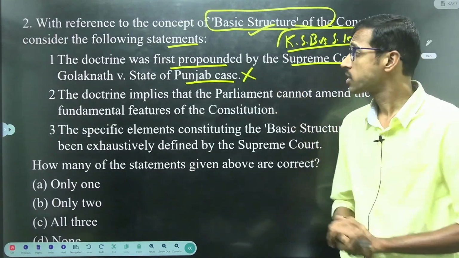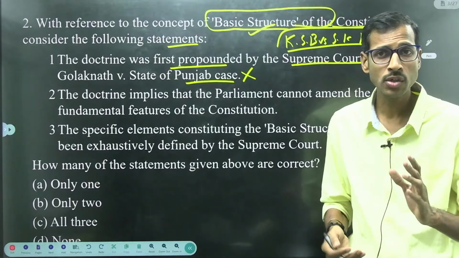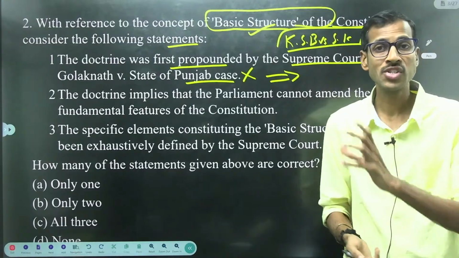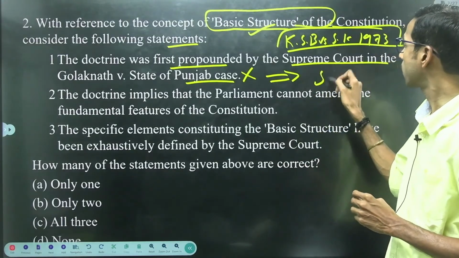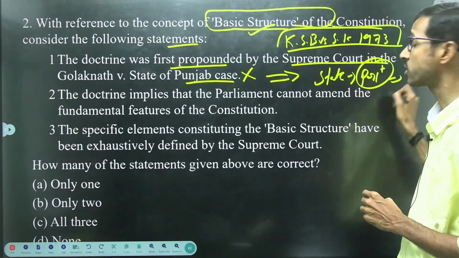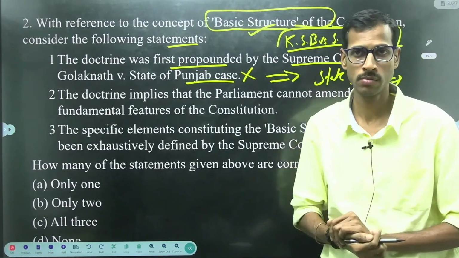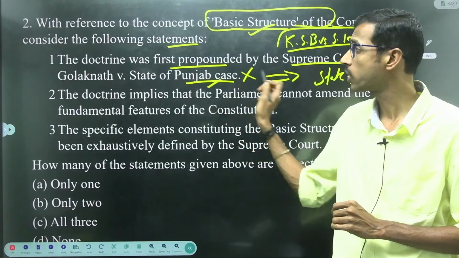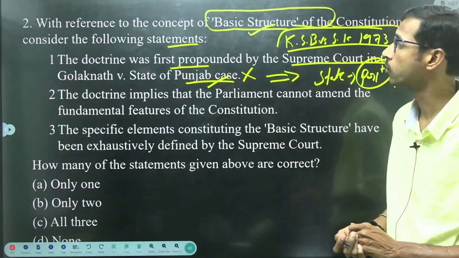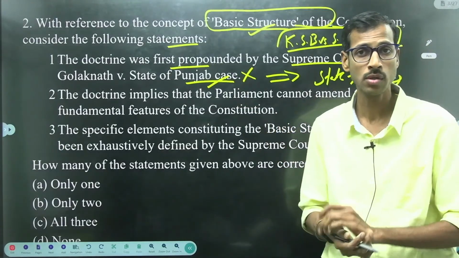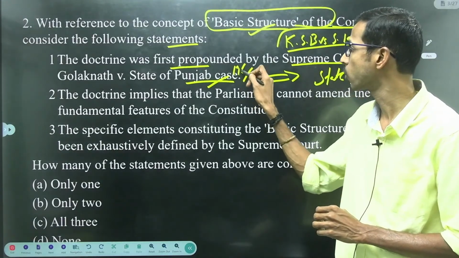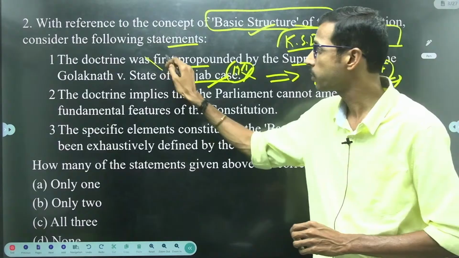But in Golaknath versus State of Punjab, what was mentioned? The Supreme Court clearly stated that Parliament cannot abridge any of the fundamental rights. That was given exclusively in the Golaknath case, but the basic structure doctrine was not propounded by this particular case. That was 1967 only. So this statement is wrong.